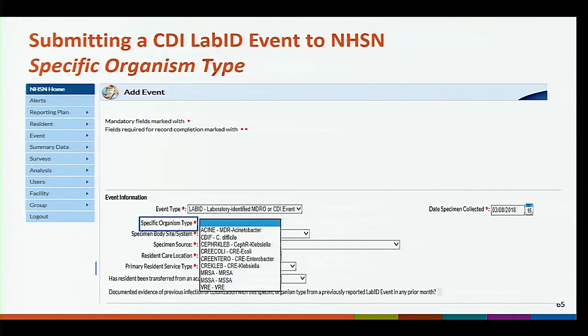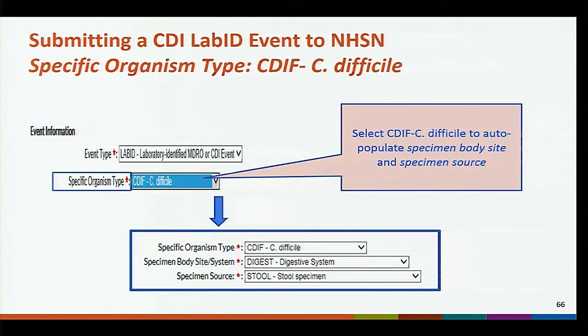Next, you're going to select the specific organism type that you're submitting data for. After selecting this organism type, the remainder of the fields will populate based on the organism type that you select. So let's say that we're going to select C. difficile as our organism type, and then the body site and the specimen source will auto-populate for you, since C. difficile surveillance for NHSN is only looking at digestive system and stool specimens. That auto-populates.